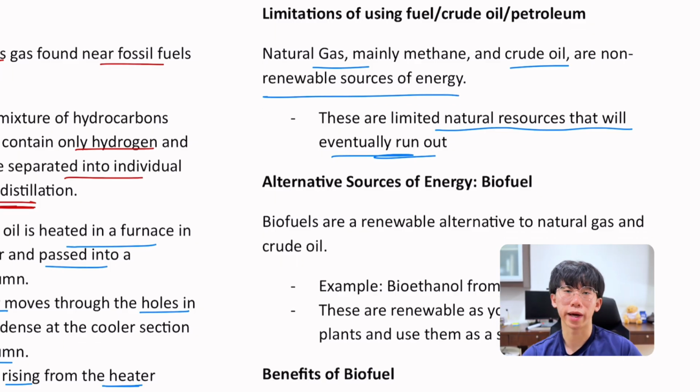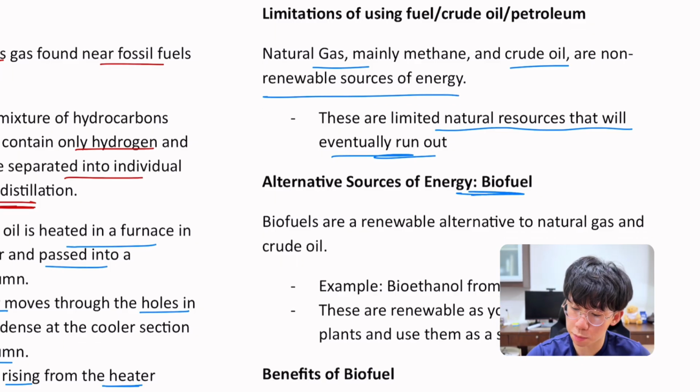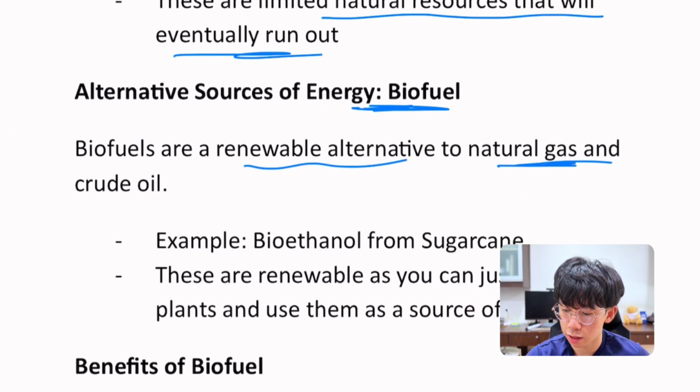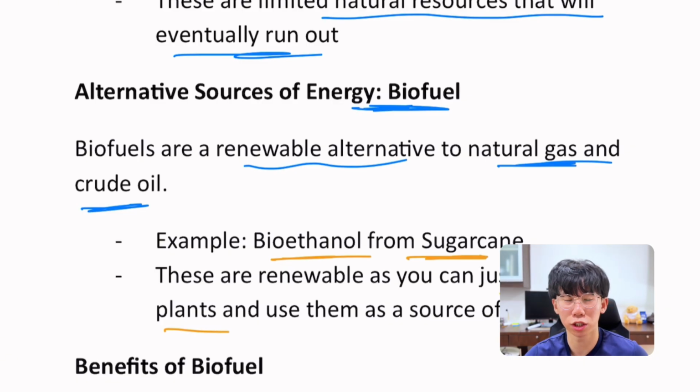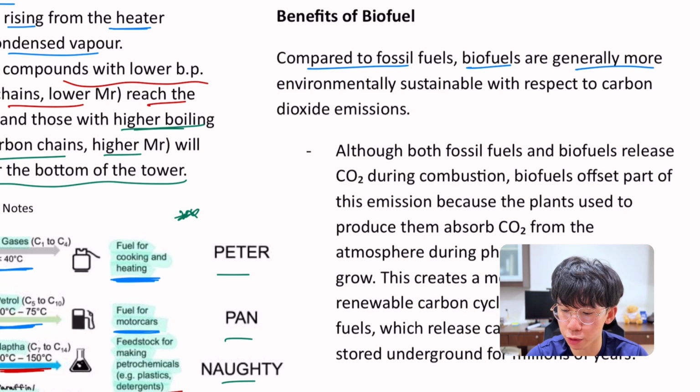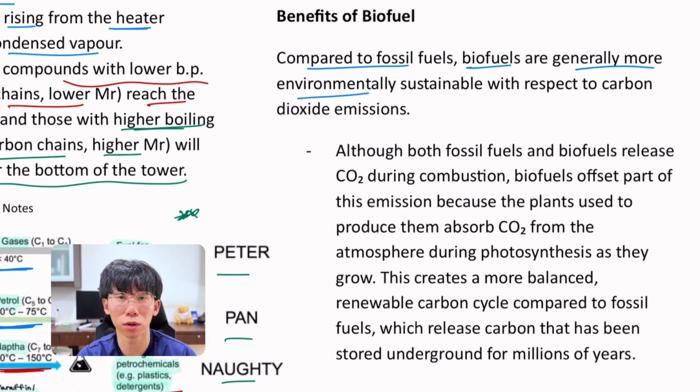Instead, we want to look at alternative sources of fuels, such as biofuels. These are more renewable alternatives that, compared to natural gas and crude oil, are more sustainable. An example is bioethanol from sugarcane. These are renewable as you can just grow the plants and use them as a source of energy. Another benefit of biofuel is that, compared to fossil fuels, biofuels are generally more environmentally sustainable with respect to carbon dioxide emissions. It can actually help out in the carbon cycle.